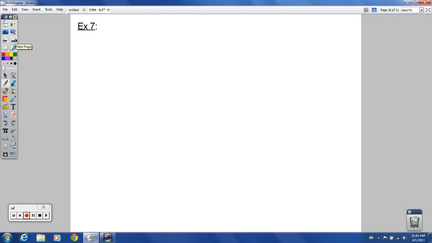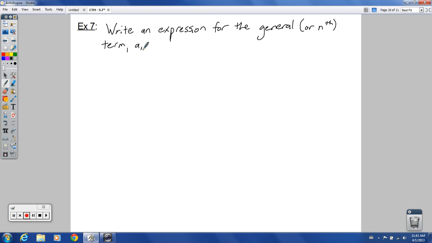Example 7 though. Still going to use that formula that we just had there. We're going to write an expression for the general or nth term a sub n of the sequence 2, 8, 32, 128, and so on. So dot, dot, dot.